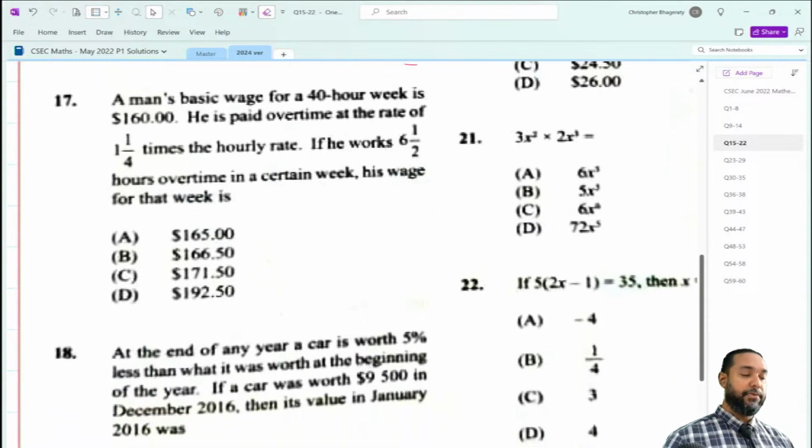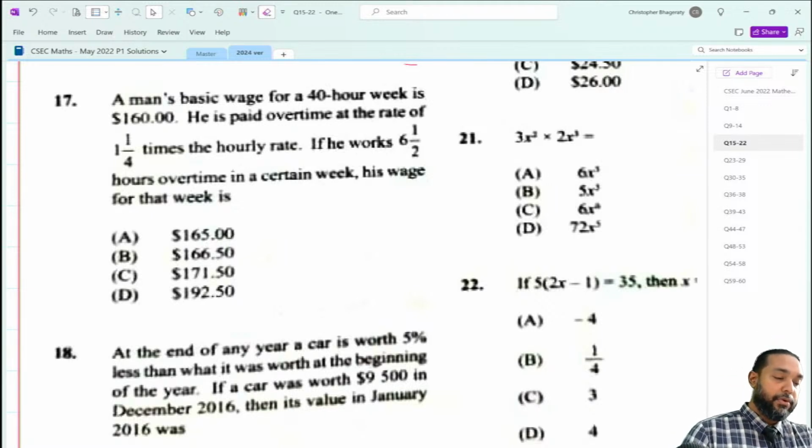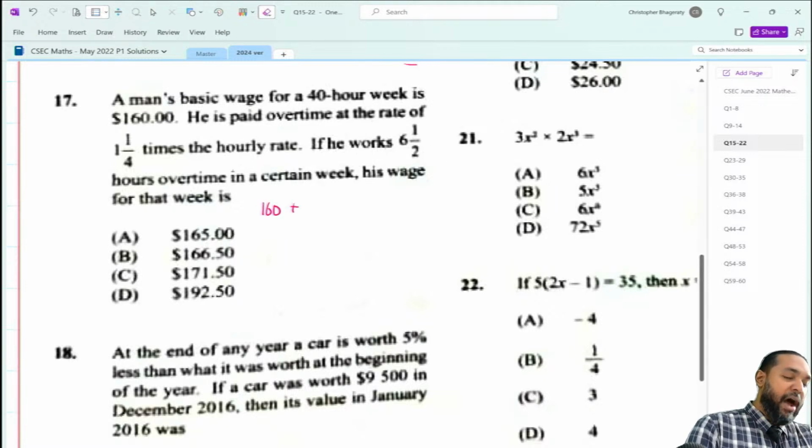A man's basic wage for a 40-hour week is 160. He is paid overtime at a rate of 1.25 times. If he works 6.5 hours overtime in a certain week, what was his wage for that week? So the basic wage for a 40-hour week is 160, and we have to add the overtime. He works 6.5 hours, so I have to multiply that by 1.25 times the rate. The rate is 160 divided by 40.